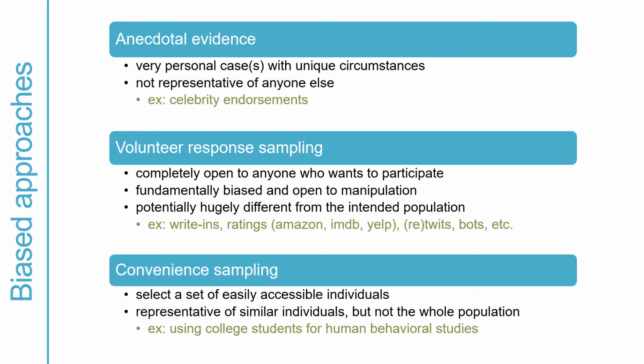So an example of that is the common use of college students in human behavioral studies. College students are human beings, but not all human beings are college students. So if you have a behavioral study that uses college students and your conclusion is that other college students might behave in the same way, then that's fine. But if you want to use that study to conclude that people in general would behave that way, then that's where the bias is introduced.